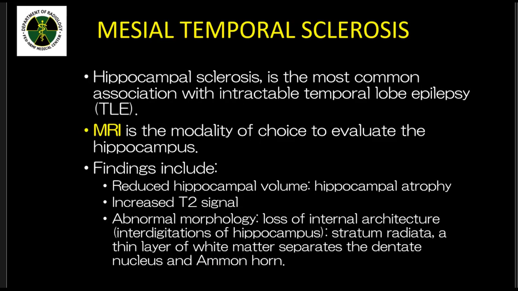For mesial temporal sclerosis, or hippocampal sclerosis, it is the most common association with intractable temporal lobe epilepsy. So MRI is the modality of choice to evaluate the hippocampus. Findings include reduced hippocampal volume, increased T2 signal, abnormal morphology, and loss of internal architecture, stratum radiata, a thin layer of white matter that separates the dentate nucleus and the cornu ammonis.